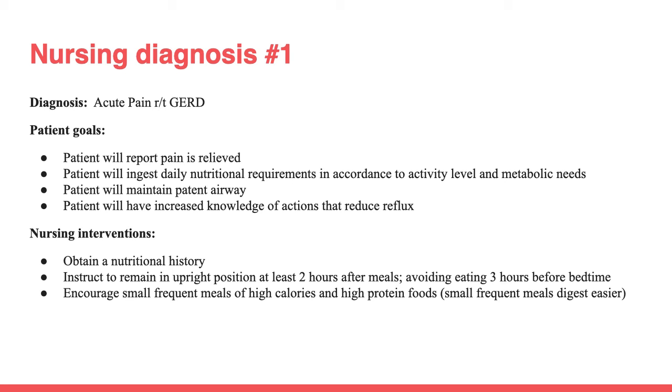The patient will have increased knowledge of actions that reduce reflux. And then some nursing interventions that we can do as nurses. We would want to obtain a nutritional history of our patient, instruct her to remain in an upright position at least 2 hours after eating every meal, and then avoid eating meals for at least 3 hours before bedtime so we don't get that acid reflux back into the esophagus when she lays down at night. And then we want to encourage her to eat small, frequent meals of high calories and high protein foods, because when you eat small, frequent meals, it's easier to digest, so we won't get as much of that acid reflux.